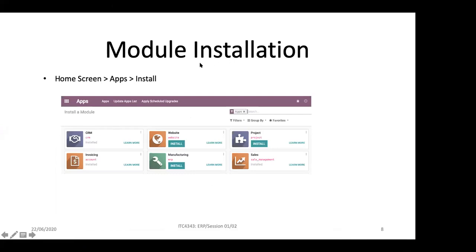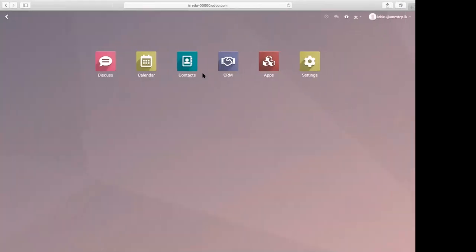We can install a module. So initially we only install one module. I explained that later we can install modules one by one. So we'll install one module. Click on home screen and apps, then install. I'll show you how to do it.